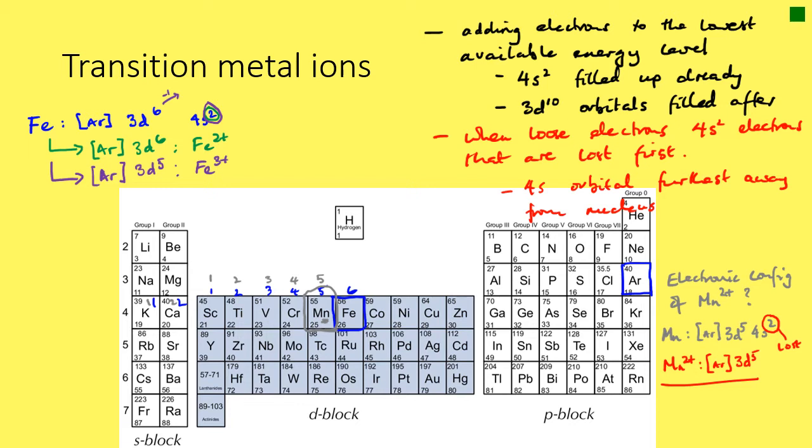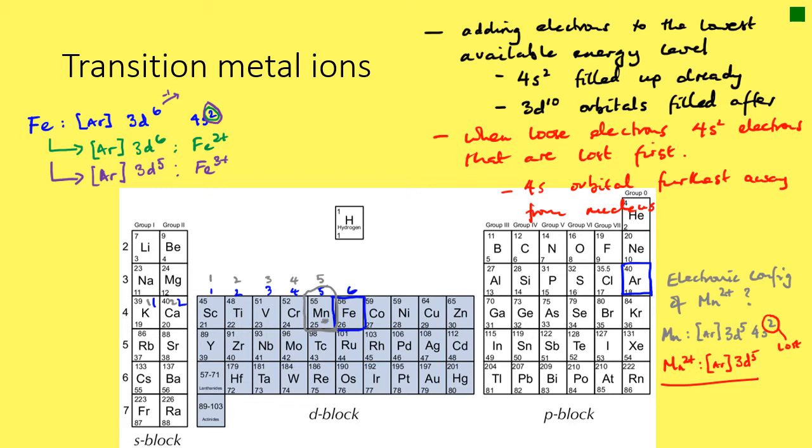However, here's the crazy thing. The crazy thing is that when you lose electrons, when you're forming ions, that is, because they're metals, they lose electrons when they form ions. When they lose electrons, it's the 4s electrons that are lost first. So they're not lost in the same order as they are gained.